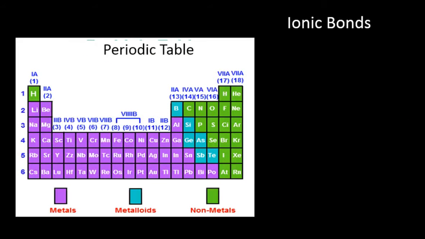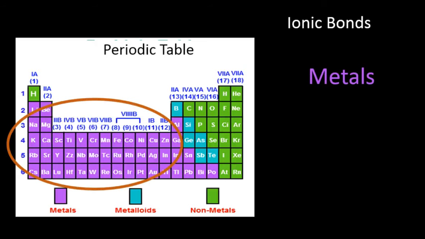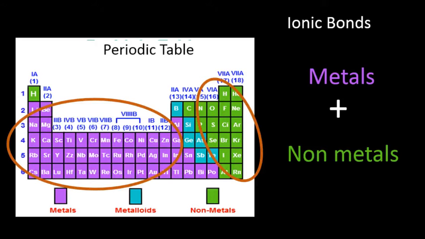So all of the nonmetals are on the right except for that hydrogen element. This is important because when we look at ionic bonds, we find out that ionic bonds are created through a combination of a metal and a nonmetal. So when this occurs, it creates what we call an ionic compound.